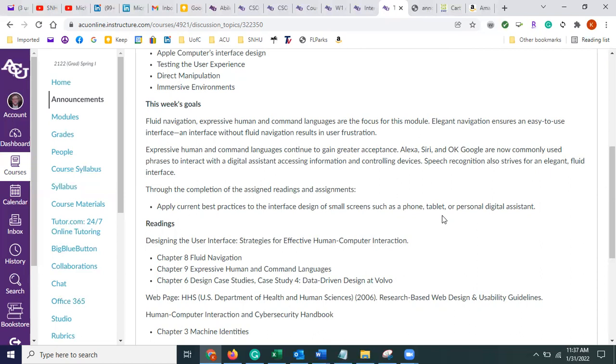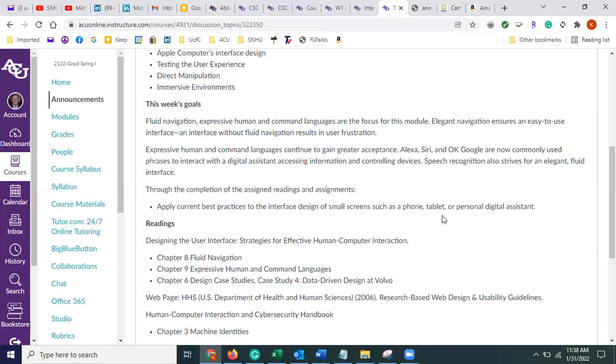It's just amazing how these command languages, I remember 15, 20 years ago, were so computerized and so clunky. They were not elegant at all, but they're getting more and more elegant. It's truly amazing. So hopefully you enjoy reading these and doing the discussions.